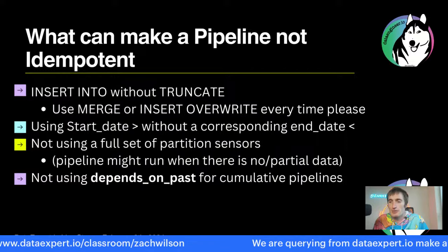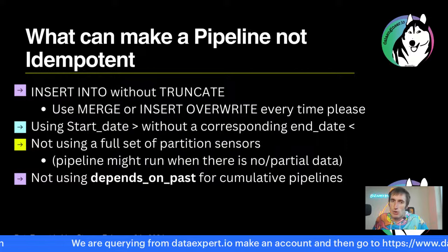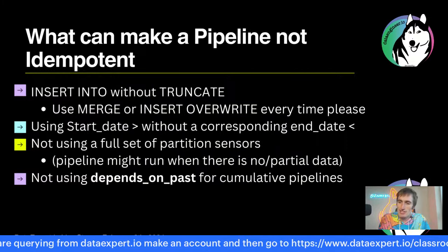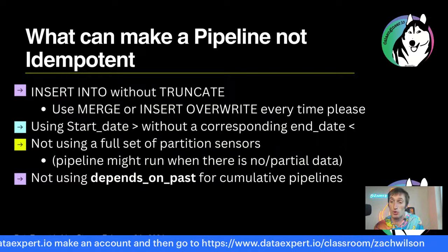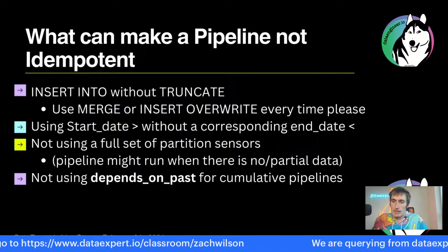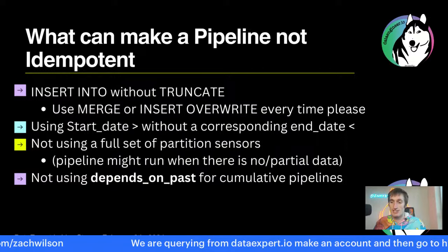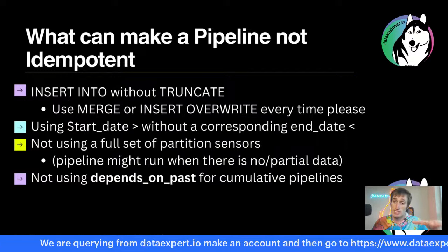So why you have to use depends on past is you have to run that pipeline sequentially. You have to run yesterday, then today, then tomorrow. That's the only way that you can do it. And if you aren't doing it that way, then what can happen is you can run maybe yesterday and today, or yesterday runs and then today doesn't run.